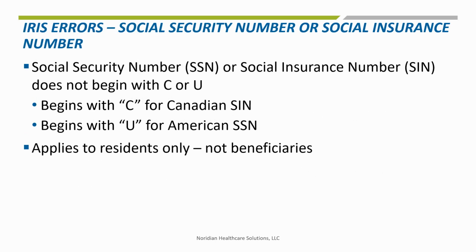Continuing on with more IRIS errors, the Social Security number, SSN, or Social Insurance number, SIN, of the resident must be 10 digits and begin with either the letter U or C. C for any Canadian residents, and U for American residents. The SSN and SIN information applies to residents only, not beneficiaries.